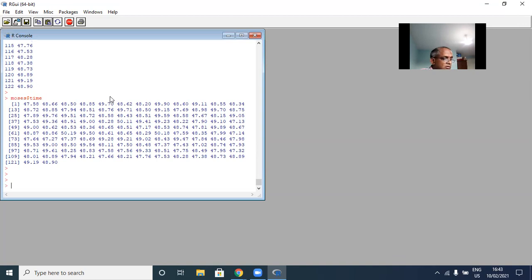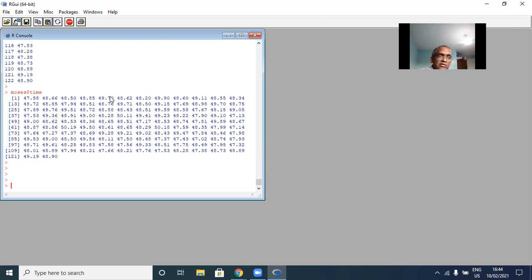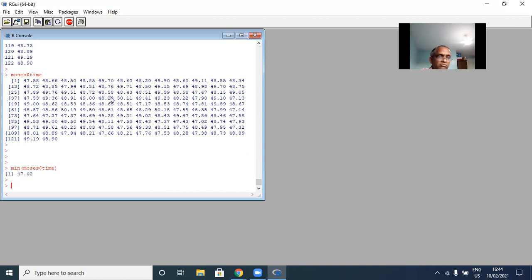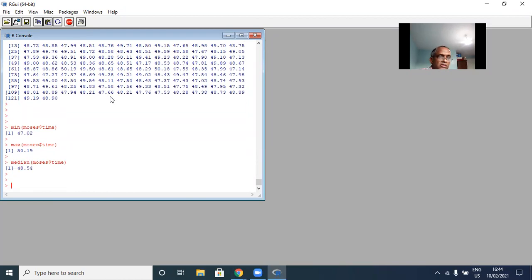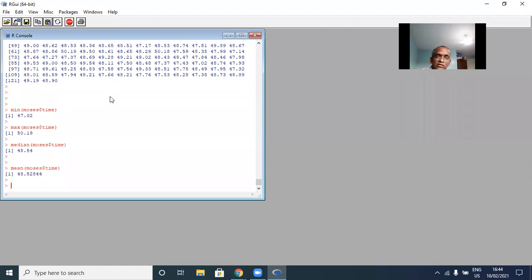Okay. All right. Now the question is asking you to do some summary statistics. So for example, if you want to find the minimum running time, you say min of this. So this is the minimum running time. The maximum running time is this. The median of the running time is this. The mean of the running time is this, and so on.